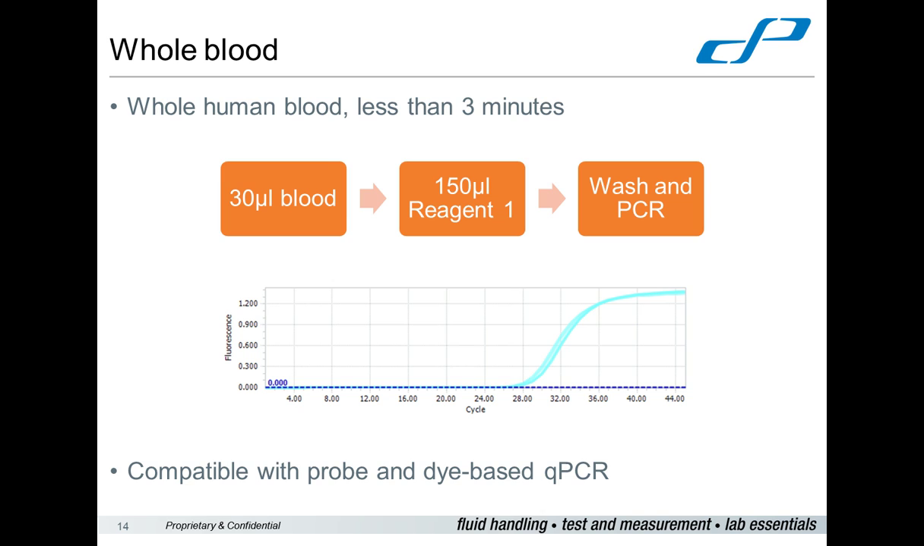This will perform a controlled lysis of the cells. So it doesn't just blast the cells open, it performs a far more controlled lysis of the sample. And then you wash, and you're straight into PCR.